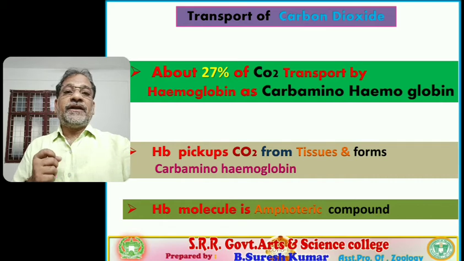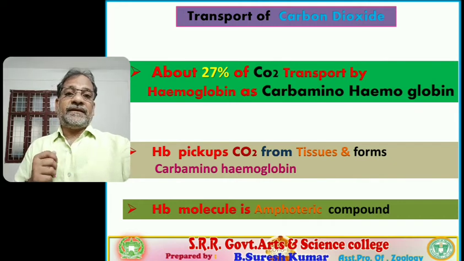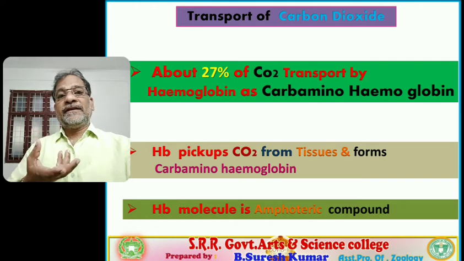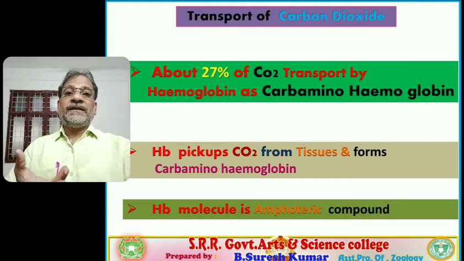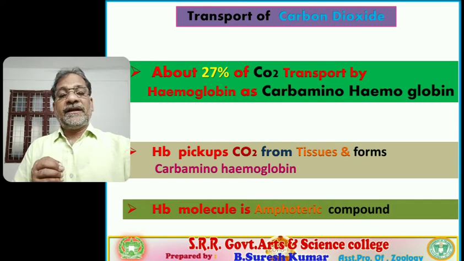What does amphoteric compound mean? It chemically reacts either as an acid or base. That's why, if oxygen partial pressure is more, then it picks up oxygen and releases carbon dioxide. If carbon dioxide partial pressure is more, it releases oxygen and picks up carbon dioxide. So at a tissue, actually the carbon dioxide partial pressure gradient is higher.